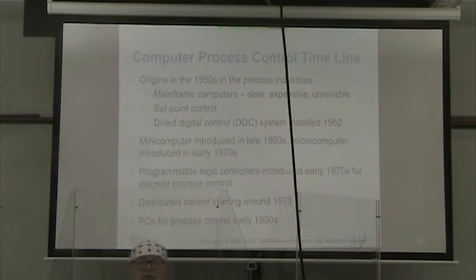We had a set point control, direct digital control system started in 1962. Minicomputers were first introduced in the late 1960s, and microcomputers in the early 70s. So now we can drive things with very tiny integrated circuits that do the work that it once took an entire computer to do. Now it's just a component in the machine.